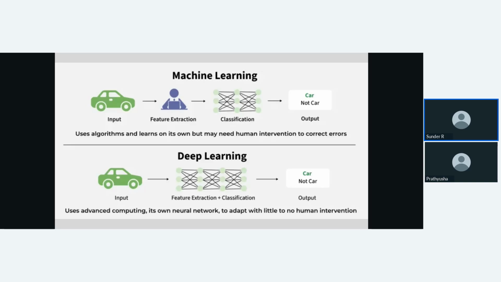Right, but coming to deep learning. So what is deep learning? If you see here, the first step is to input a car image. Next is feature extraction, then classification, and finally our output. But in case of deep learning, what is happening? Here we are not having any kind of human intervention, meaning feature extraction is done by the deep learning model itself. So how does that happen?